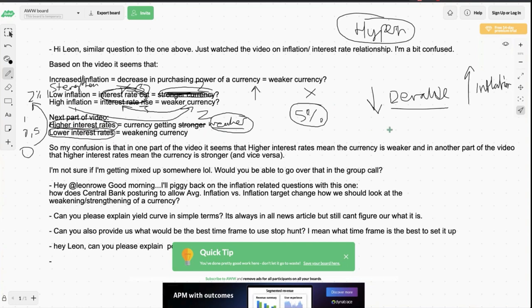Does everyone follow that? Is everyone following? Yep. Is anyone not following? Type an N if you're not following. N for November. Yep. All right, everyone's following.